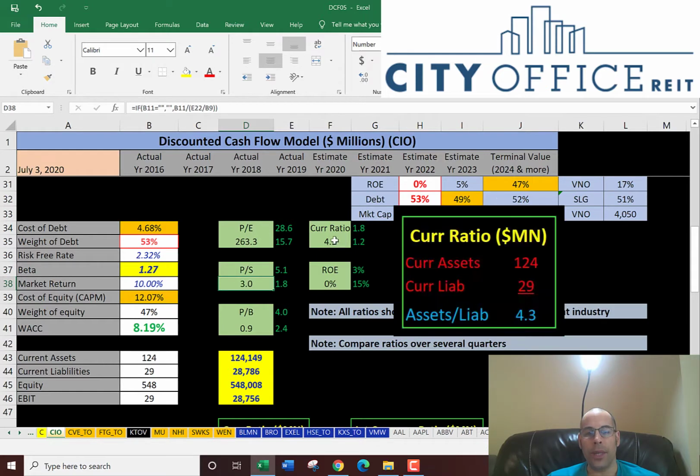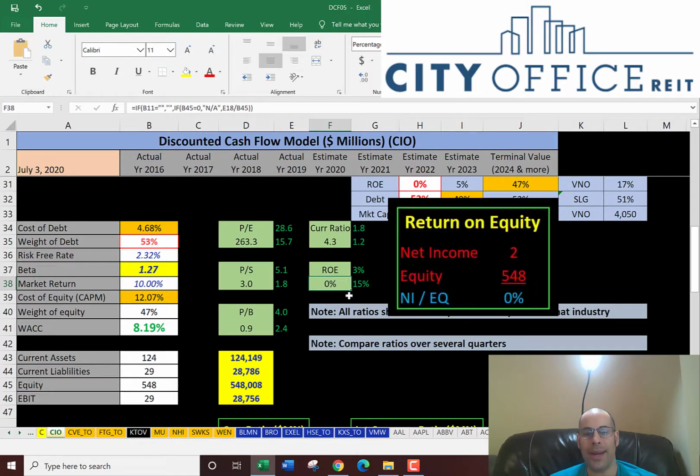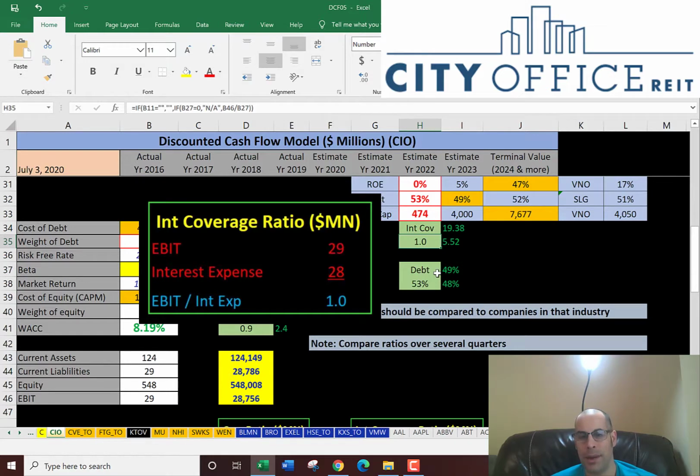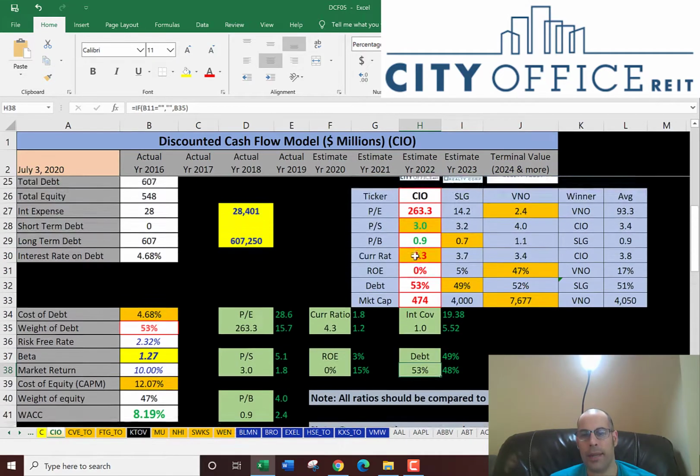Their current ratio is a little high, 4.3. They don't need that much in current assets. 0% ROE because their net income is so low relative to their equity number. Interest coverage ratio of 1, so their operational business could just cover the interest payment on their debt. There's nothing left over to pay dividends, so they may have to go into more debt in order to pay dividends. 53% debt, which isn't too bad.